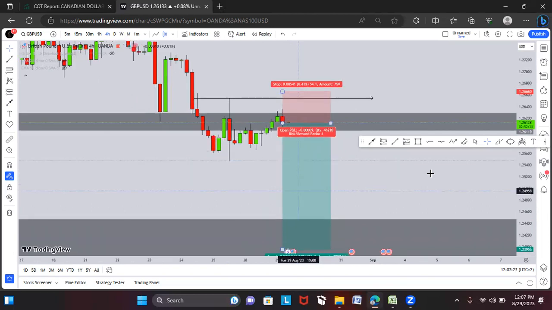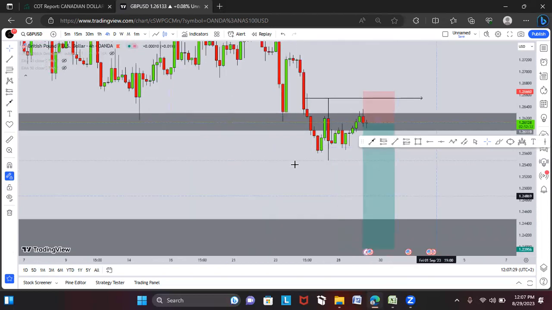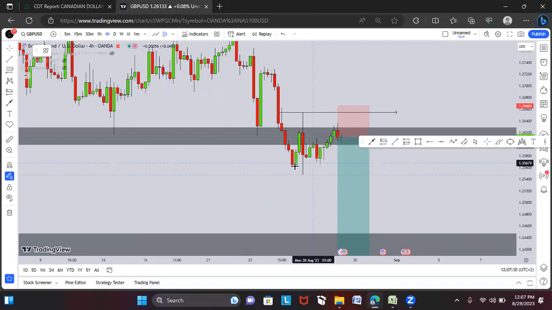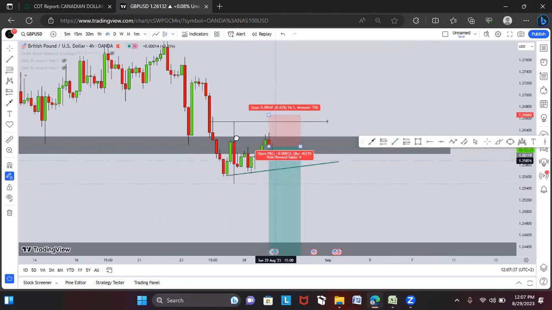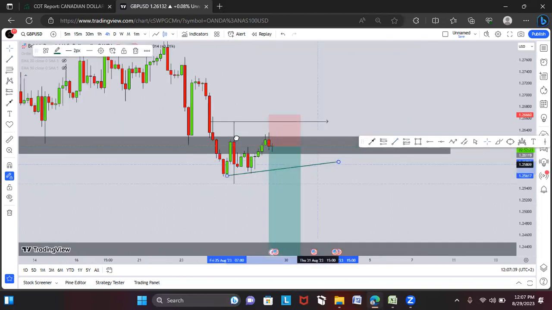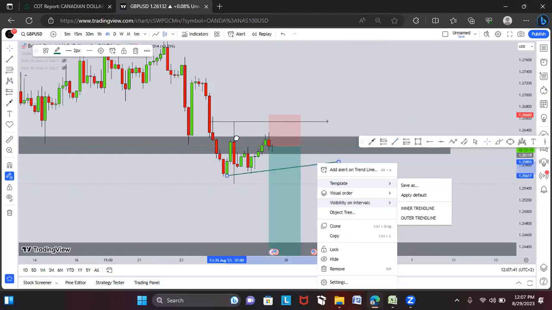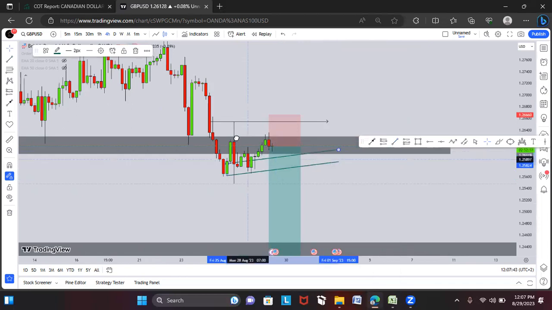So as well, what you can actually do is draw a trend line here, so that you know once the market actually breaks below this trend line. What I like doing is cloning my trend lines in this manner, to something like this. So now this means I have this channel here.